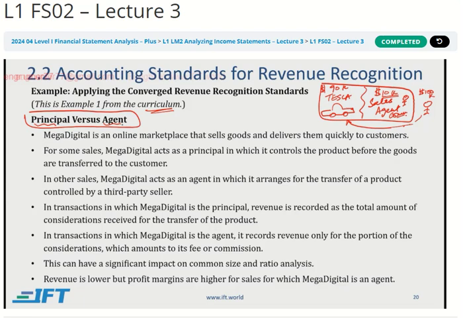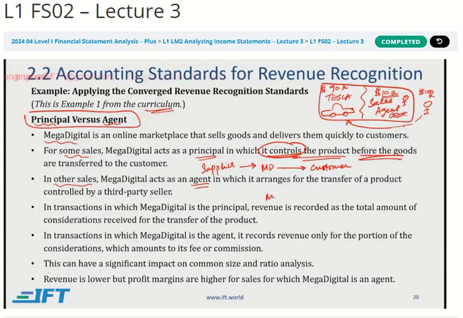Now let's take the example from the curriculum. Mega Digital is an online marketplace that sells goods and delivers them quickly to customers. For some sales, they are the principal, and for some sales, they are an agent. Now, what does that mean? When they are the principal, they control the product before the goods are transferred. So here, Mega Digital first buys the product from the supplier, and then later it sells the product to the customer. It is taking ownership, it is taking control of the product.